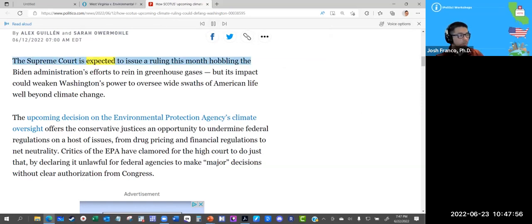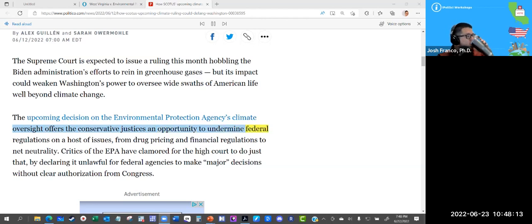The Supreme Court is expected to issue a ruling this month hobbling the Biden administration's efforts to rein in greenhouse gases, but its impact could weaken Washington's power to oversee wide swaths of American life well beyond climate change. The upcoming decision on the Environmental Protection Agency's climate oversight offers the conservative justices an opportunity to undermine federal regulations on a host of issues, from drug pricing and financial regulations to net neutrality.